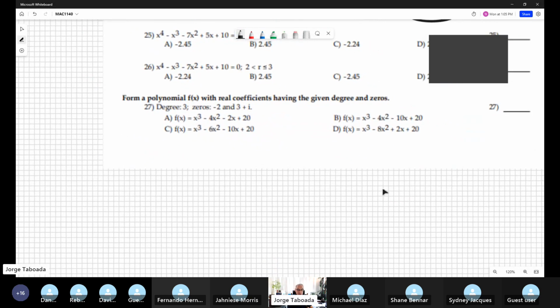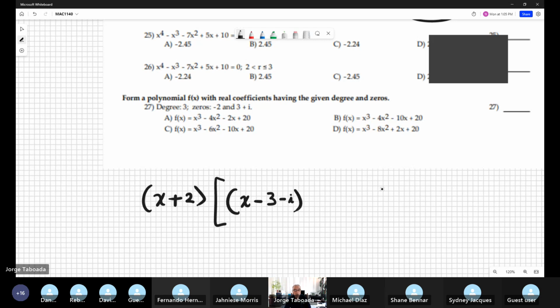So we need to obtain a polynomial whose degree is 3 and it's given 2 zeros. Actually I know that we have 3 zeros because the degree is 3, but it's given 2. Okay, because they are bad guys. So now the factorization is x plus 2 because the zero is minus 2. And we have another factor, x minus 3 minus i, because another zero is 3 plus i, positive.